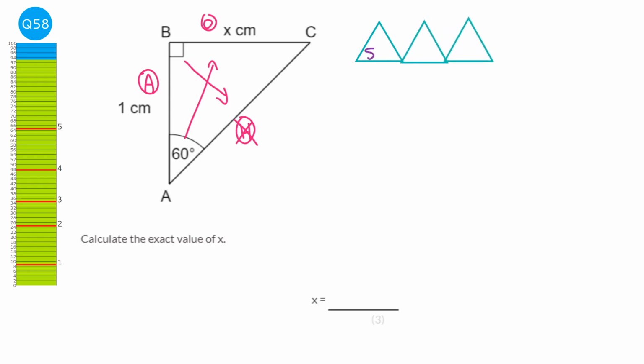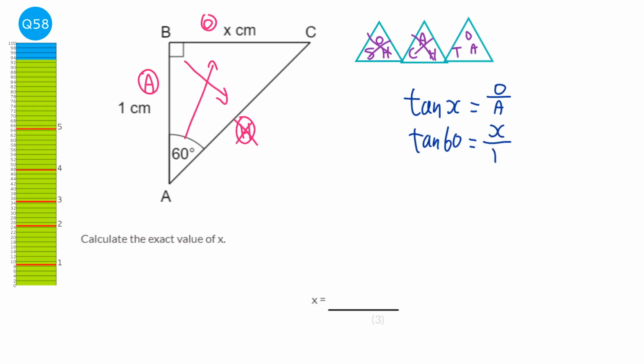So we've got SOH CAH TOA. Now we've crossed out the H, so we're not going to be interested in the SO or the CA. So it's going to be TOA. TOA is short for tan of the angle equals opposite over adjacent. The angle is 60, so it's tan 60 equals x over 1.